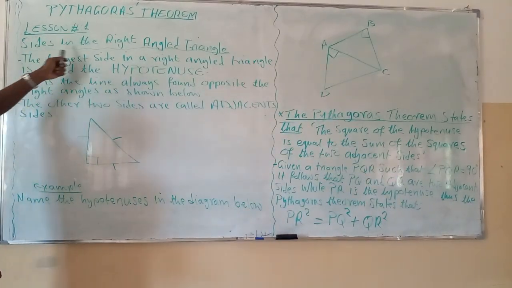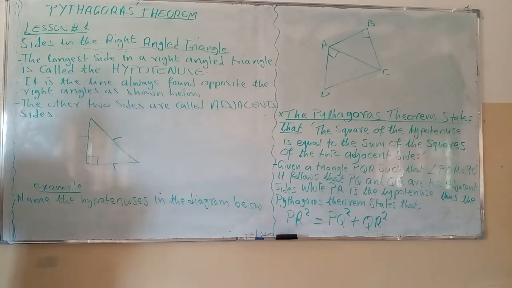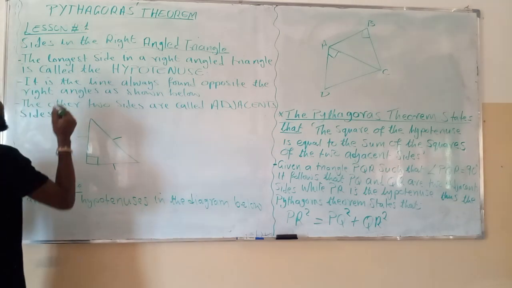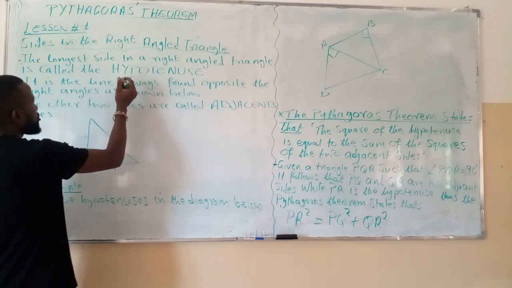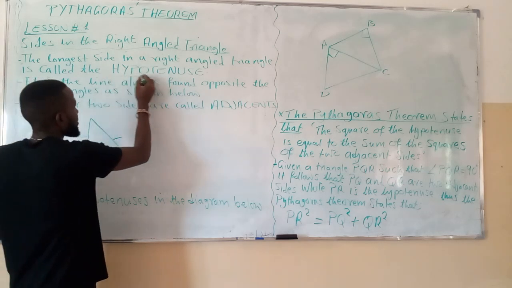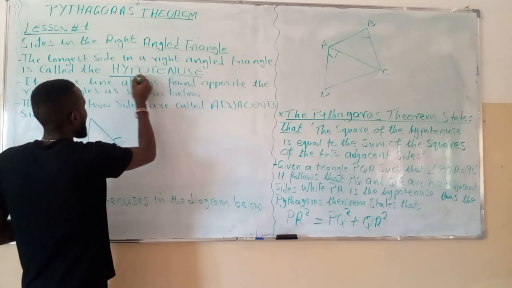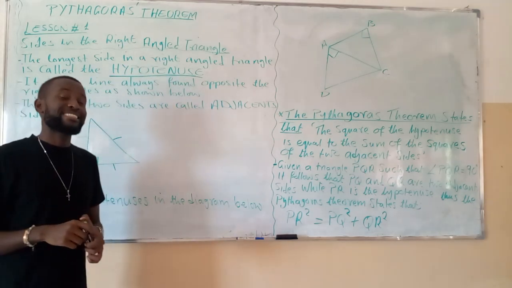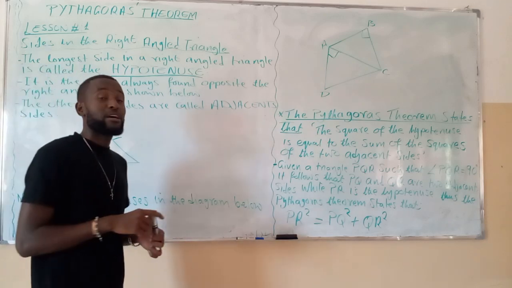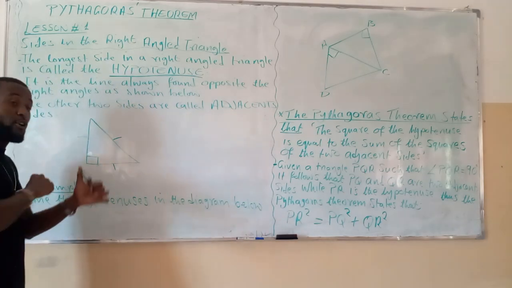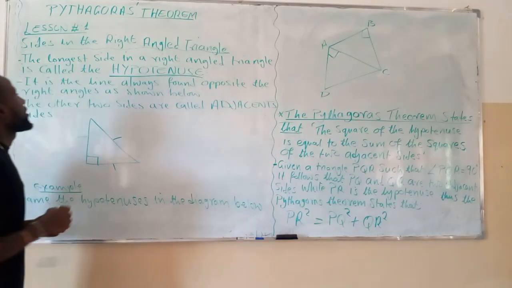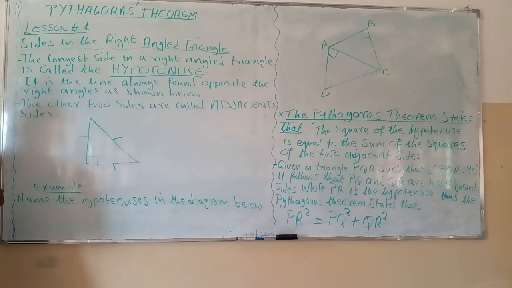Lesson number 1, sides in the right angle triangle. The longest side in a right angle triangle is called the hypotenuse. Doesn't matter how you pronounce it, just know that it is the hypotenuse. You can pronounce it that way as long as you know that the longest side in a right angle triangle is the hypotenuse. So now we come to the next point.